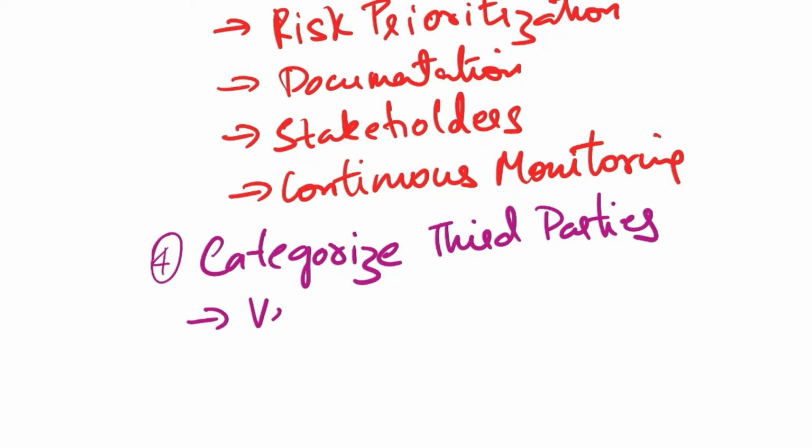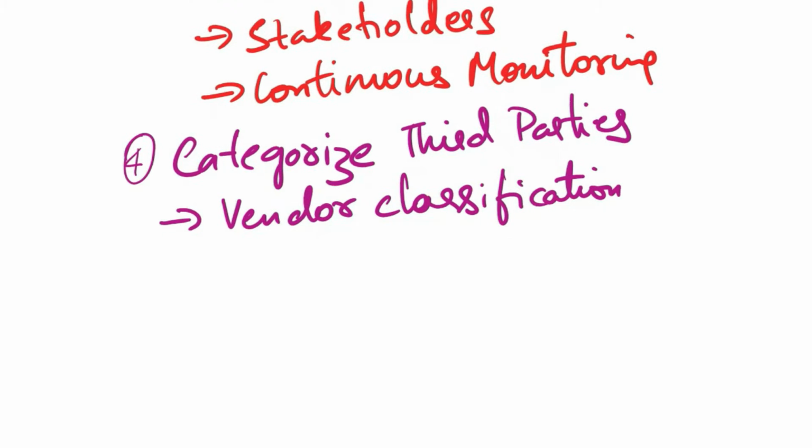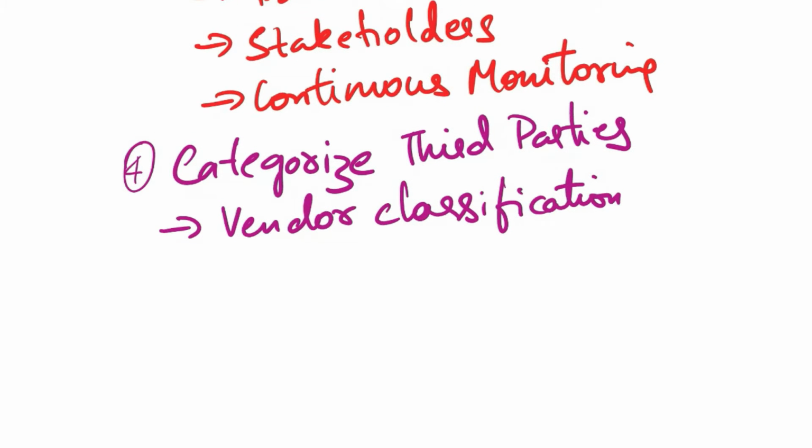First one, vendor classification. After identifying third parties, the next step is to categorize them based on the level of risk they may pose and the nature of their engagement with your organization. Next, risk levels. Assign risk levels to the third parties based on factors such as the sensitivity of the data they handle, the criticality of their services, and their overall impact on your organization if a security incident occurs.